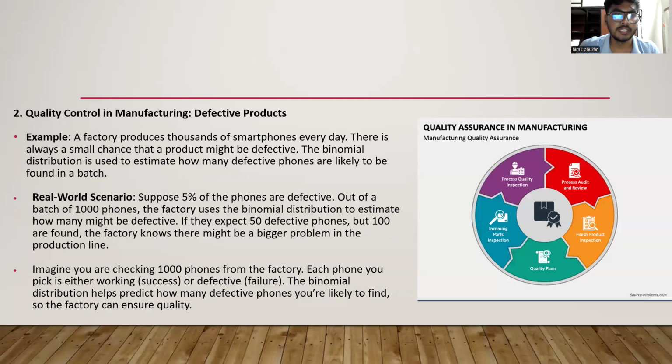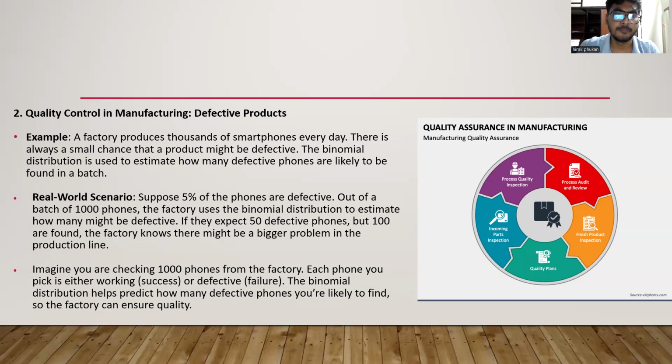And second is quality control in manufacturing, defective products. Example, a factory produces thousands of smartphones every day. There is always a small chance that a product might be defective. The binomial distribution is used to estimate how many defective phones are likely to be found in a batch.